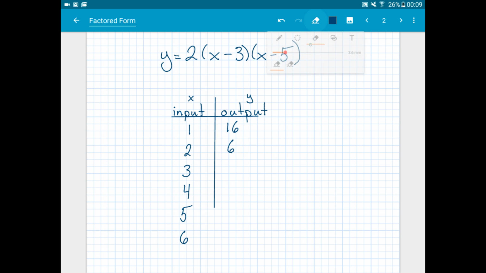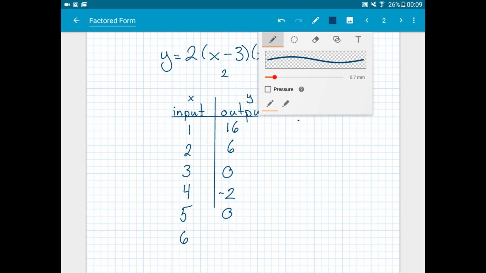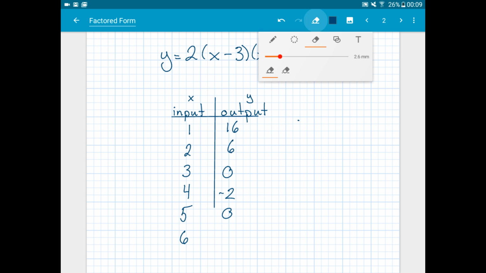Okay, and we'll go through this again. This time we'll use 3. 3 minus 3 is 0, and anything times 0 is 0. So we have 0. Let's use 4. And we get 4 minus 3 and 4 minus 5, which is 1 times minus 1 times 2. So that's minus 1 times 1 is minus 1, times 2 is minus 2. And repeating again, this time using the 5. 5 minus 3 is 2. Oh, but 5 minus 5 is 0. 0 times anything is 0. Okay, and we'll go again. This time with 6. This is going to be 3, and that's going to be 1. 3 times 1 is 3, times 2 is 6.